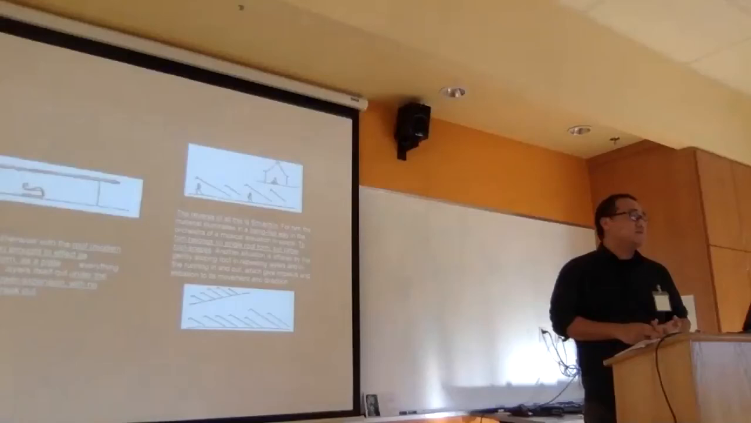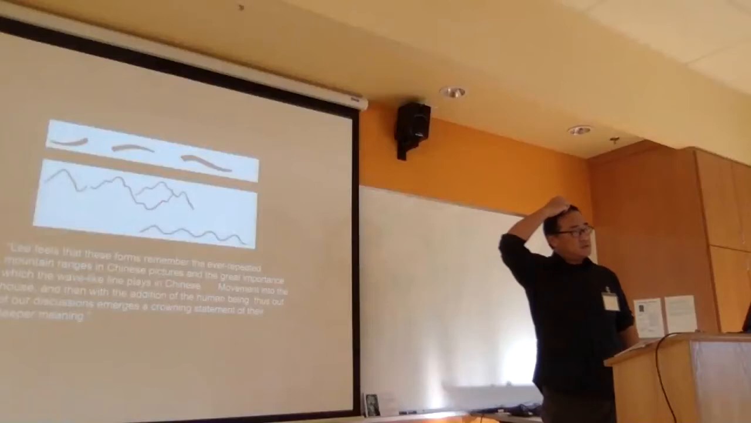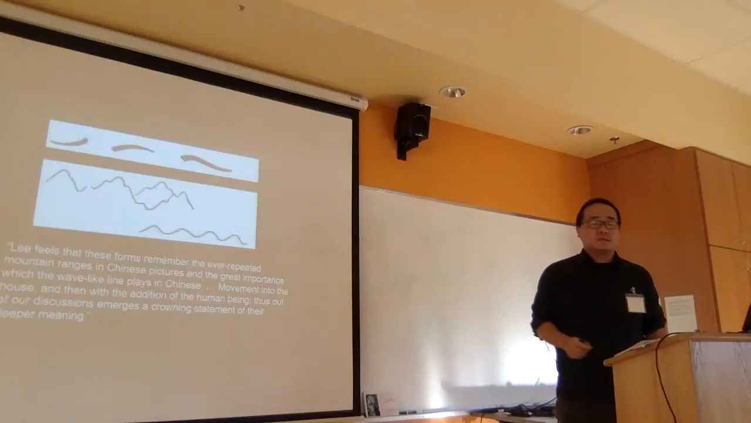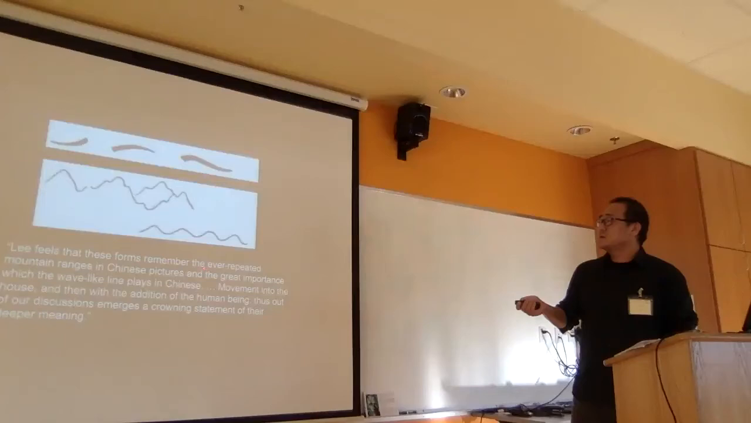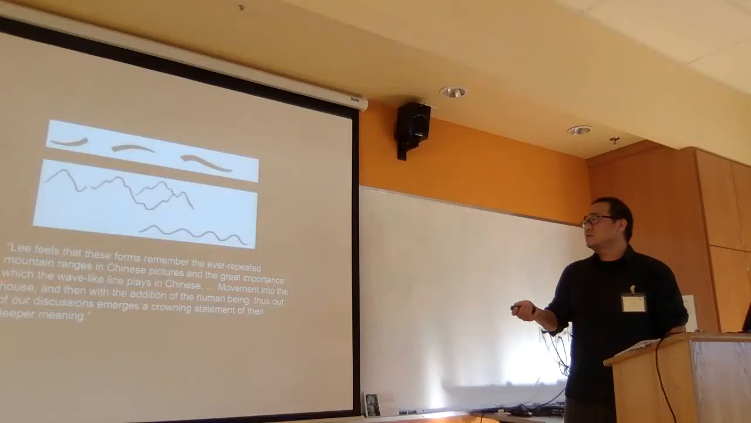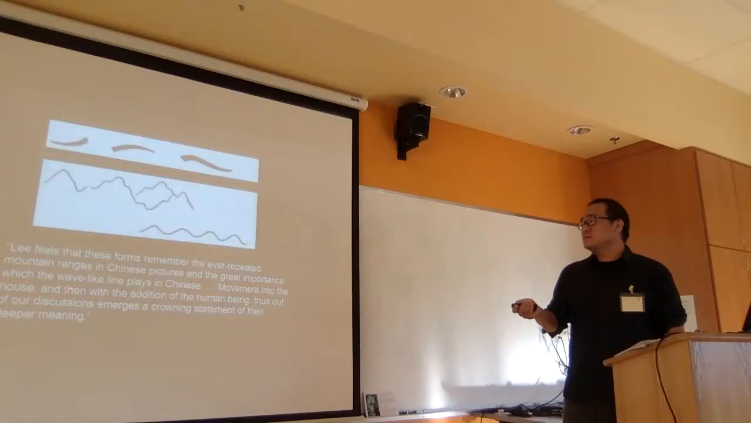of project. So they also have a sketch trying to depict the form of nature in terms of Chinese thinking, and they're trying to connect the Chinese mountain shape with the way Chinese write their characters. This was especially suggested by the Chinese employee whose name is Li, who feels that these forms are repeated mountain ranges in Chinese pictures. I think he meant Chinese painting, especially landscape painting. And the great importance the wave-like line plays in Chinese, but I think the word should be Chinese characters, Chinese inscriptions. And movement into the house, and then in with the addition of the human being.